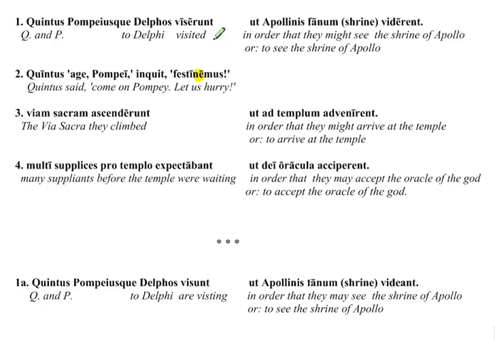Festinemos. Let us hurry. My translation says, let us hurry. So the present subjunctive, when it's the main verb in the clause, means let us hurry. In fact, that could be a sentence all by itself. Quintus said, let us hurry, let's hurry. Our book is going to call this use of the present subjunctive the jussive subjunctive. Sometimes we call it the hortatory subjunctive. The names are not important. What's important is that you can recognize it and translate it.